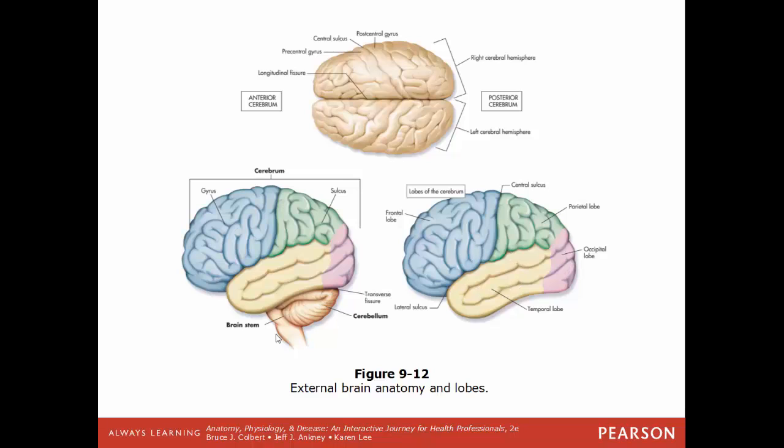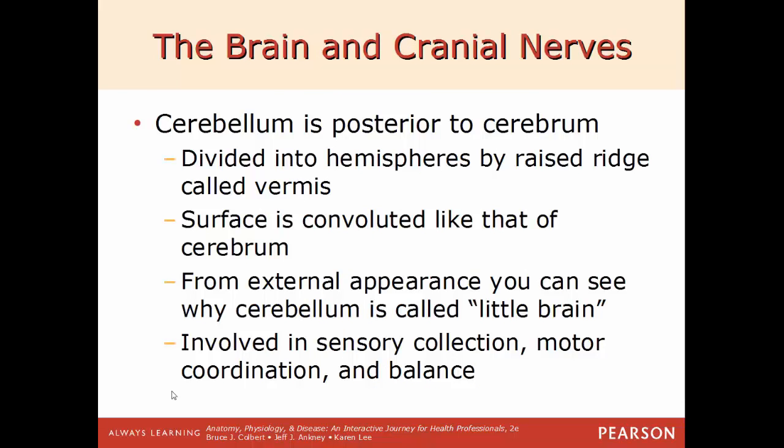Then this image has the other two parts that we haven't talked about yet: the cerebellum and then the brainstem. The cerebellum is just posterior to the cerebrum. It's also divided into hemispheres by a raised ridge called the vermis. The surface is very convoluted, just like that of the cerebrum. And just by looking at the external appearance of the cerebellum, you can see why it's called a little brain. This structure is involved with sensory collection, motor coordination, and balance.